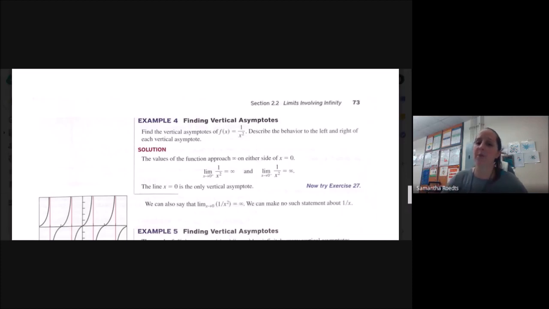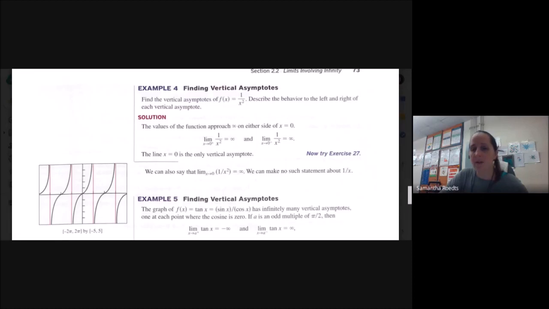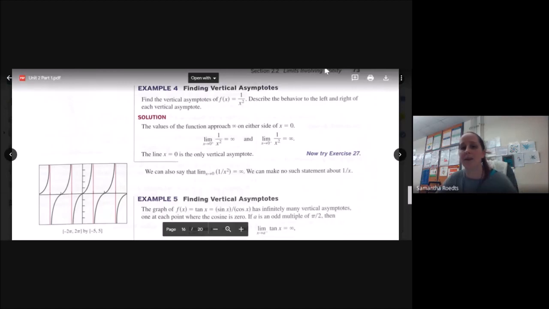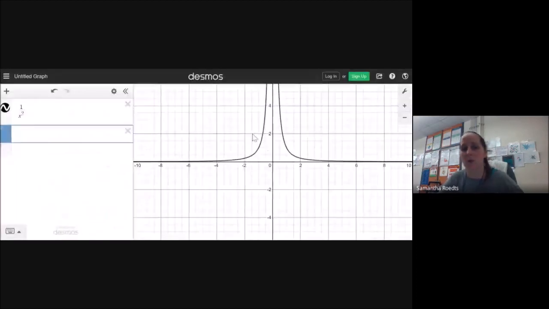So the values of the function approach infinity on either side of x equals 0. So the limit of 1 over x squared as x approaches 0 from the right is infinity, and the limit of 1 over x squared as x approaches 0 from the left is also infinity. So I can actually graph this. So that's what this graph looks like, this 1 over x squared.